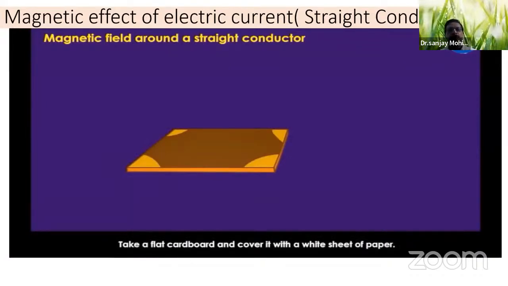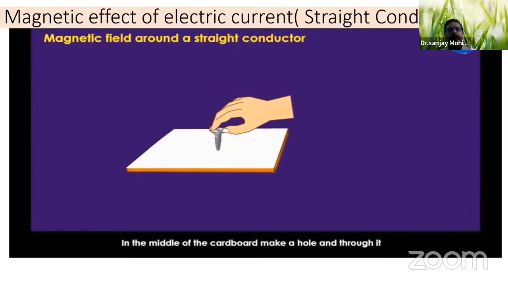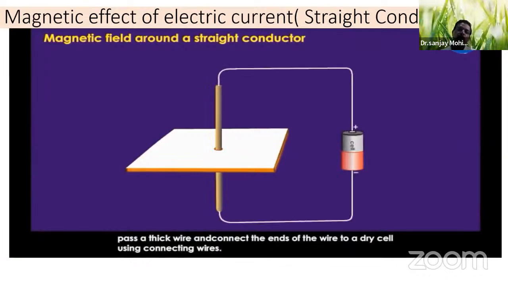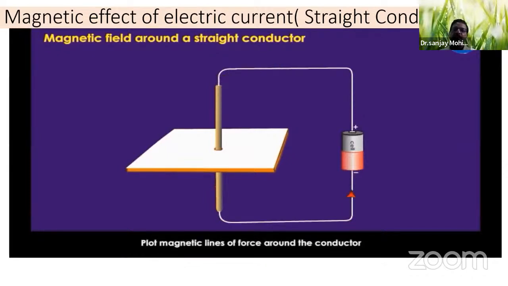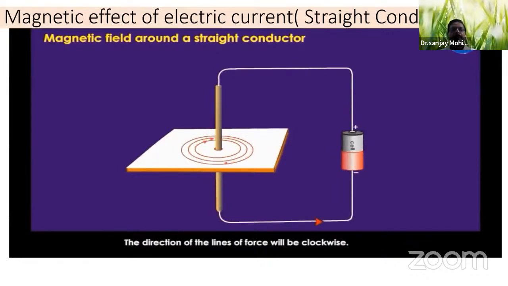You have to take one board. On that board, you have to take one white piece of paper and one hole so that we can keep one straight conductor with it. Here we have to observe that if there is a straight conductor, the red direction indicates the direction of current and the magnetic needle on the board. And if you draw the circles according to it, you can see the direction of the magnetic field.